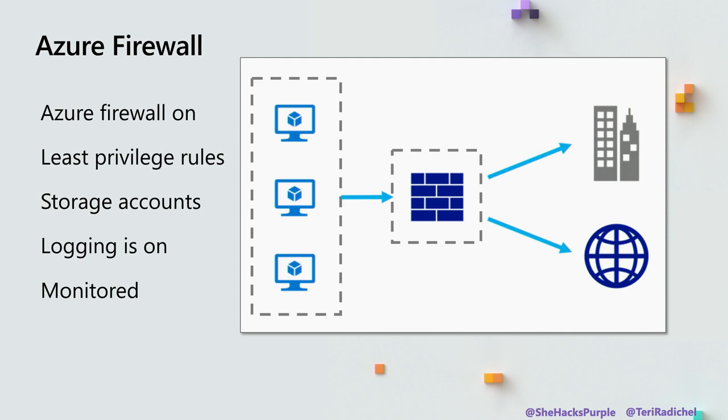The network security groups, you're going to be able to turn on pretty easily. But you want to make sure that this is on, if at all possible, that you have logging on, so you're logging what's going through there, and also monitoring it.